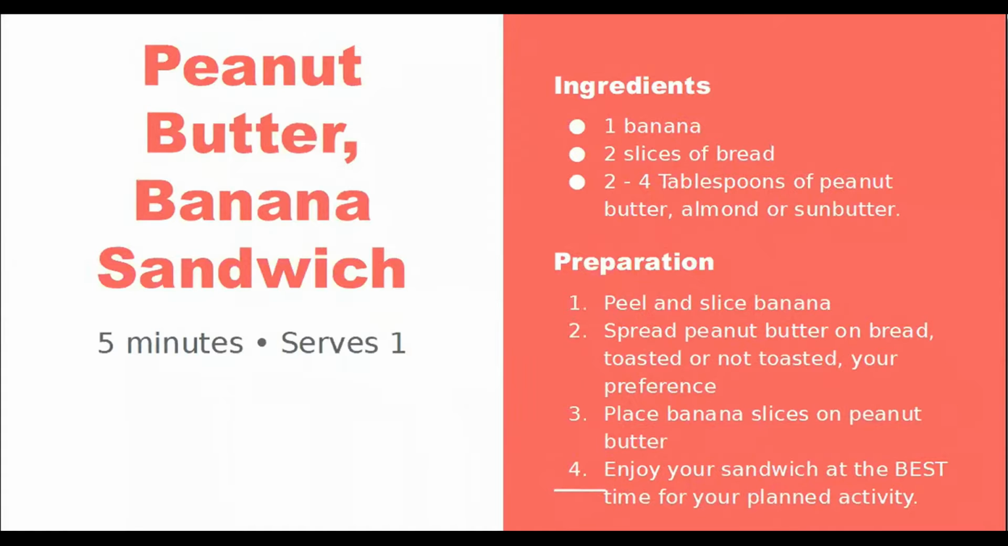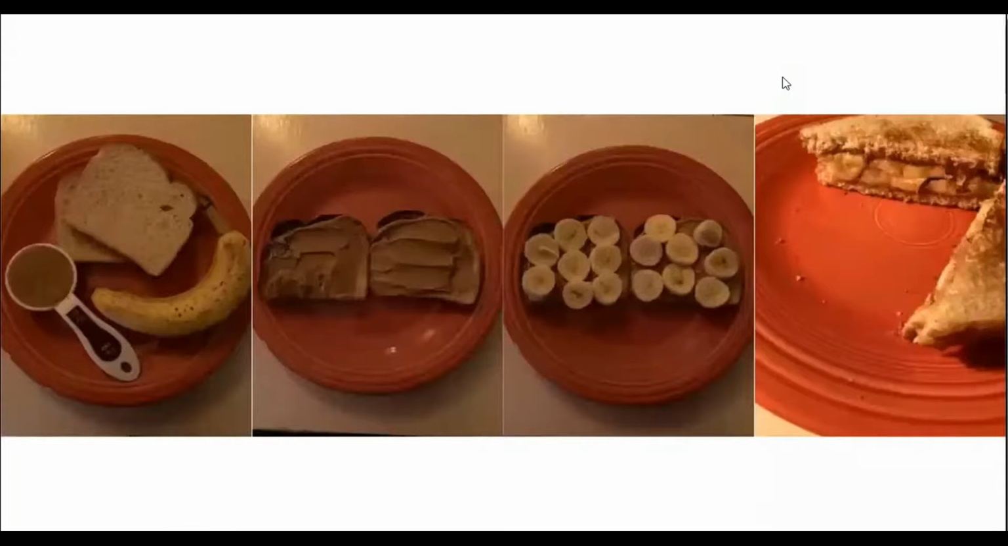Simply peel that banana and slice it up. Spread the peanut butter on the toast or bread, whichever way you like your sandwich. Place the slices of banana on the peanut butter and enjoy your sandwich at the best time for your planned activities. So let's look at this sandwich. There it is in production. I prefer mine toasted, so you'll see it toasted on the far right.